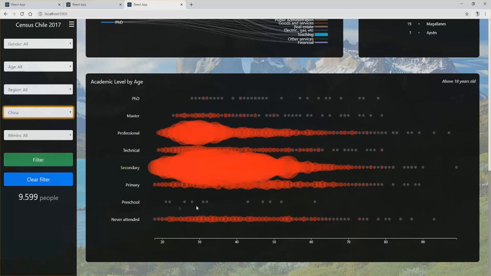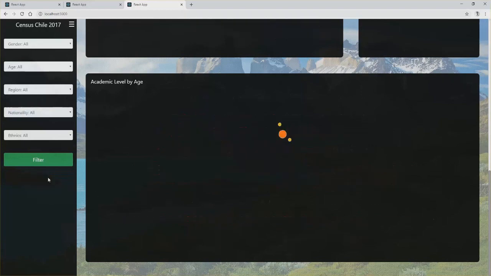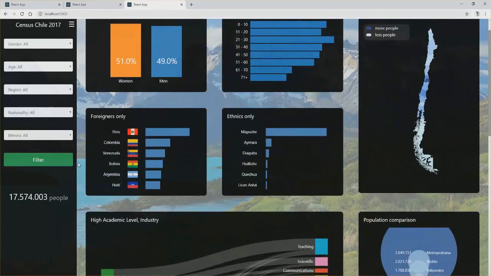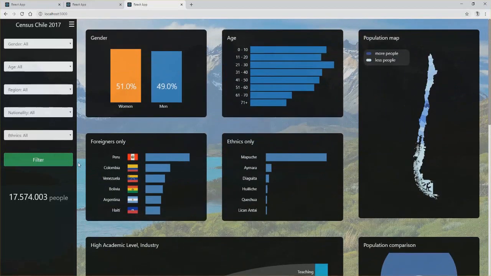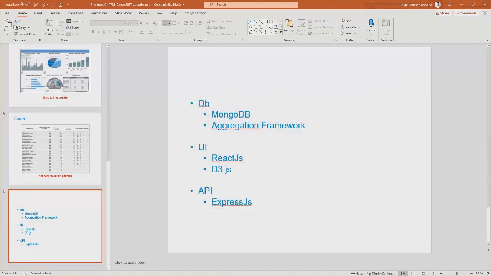It's interesting that there is a big group of people that never attended to school. Let's pick this one. There were 19 people of 30 years old that never attended to school. And that's the software. The database contains more than 17 million documents. Each document has more than 40 attributes. That's why I choose to use MongoDB as database engine.